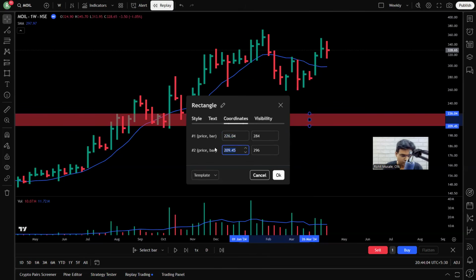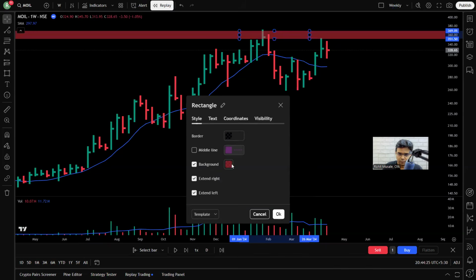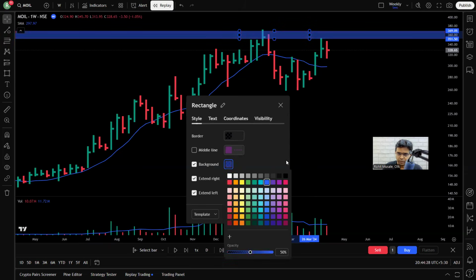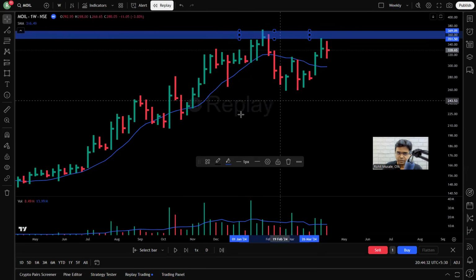So this is 351.50. Then you draw the 5% pivot range: 351.50 multiplied by 1.05, that is 369.07. Let's give it blue color. That's the pivot range. Okay.